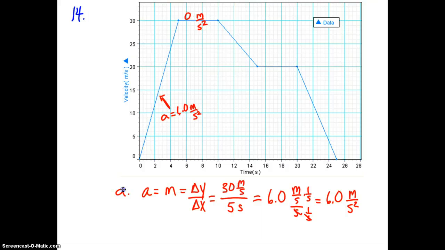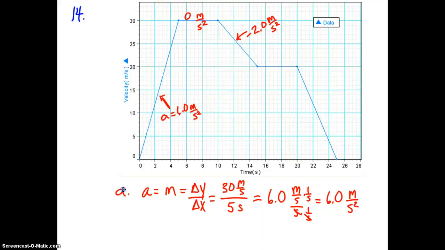In C, they want between 10 and 15 seconds. That's this line right here. And so we have to find the slope of that line. Go ahead and pause if you've not done so already. Do your change in y over change in x. And you should get a value that's -2 meters per second squared. Notice the negative sign here indicated by the negative slope. And if you do your change in y over change in x appropriately, your change in y ends up being a negative value.